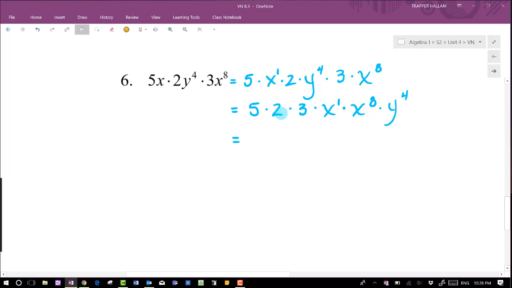I'm going to go ahead and multiply these together. 5 times 2 is 10. 10 times 3 is 30. So my coefficients make 30. My two x's here are going to become one base. That's x to the 1 plus 8. And my y is just going to be y to the fourth. So really the last thing we have to do is clean up this x to the 1 plus 8 and we're done. So this will be 30 x to the ninth y to the fourth.